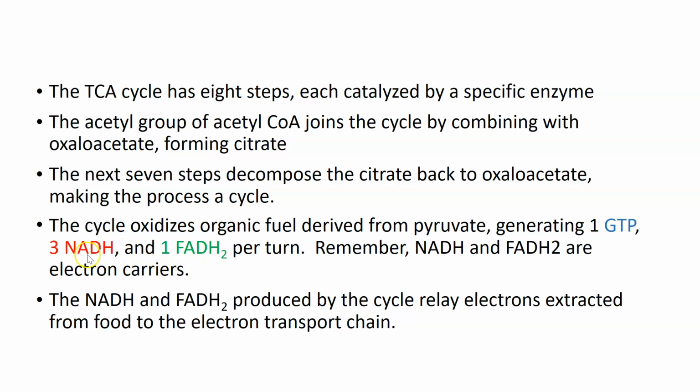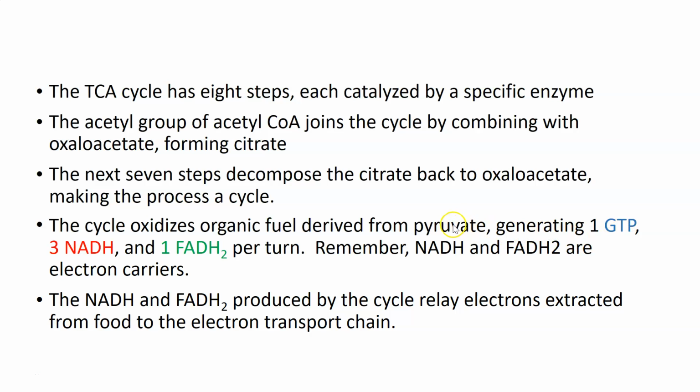So for every turn of the cycle, you're producing 3 molecules of NADH and 1 molecule of FADH2, as well as a molecule of GTP. Now, GTP you can consider as ATP. They kind of do the same thing. So that's for every turn of the cycle.